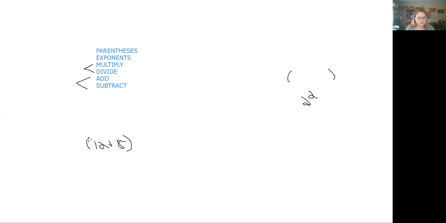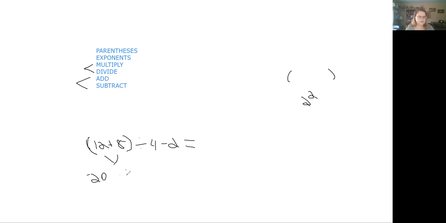Parentheses. I'm going to try and make that parentheses a little clearer. Divided by 4 minus 2 equals. Okay, this time we do have parentheses right here. So even though this is addition, which comes way down here, it's in the parentheses, so that means we're going to do that first. So 12 plus 8 is 20.